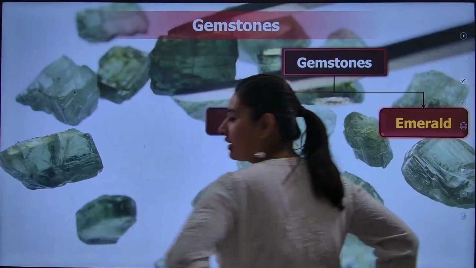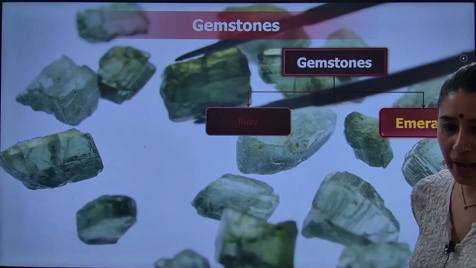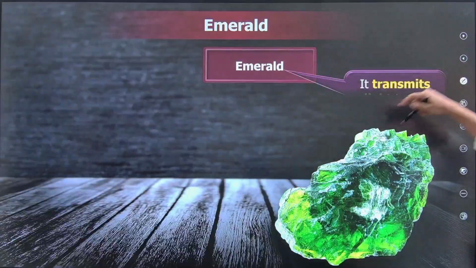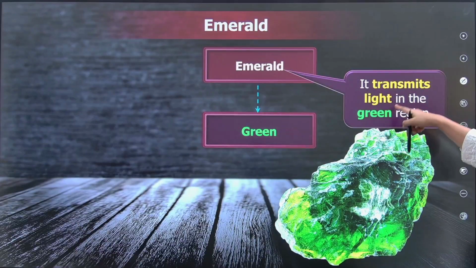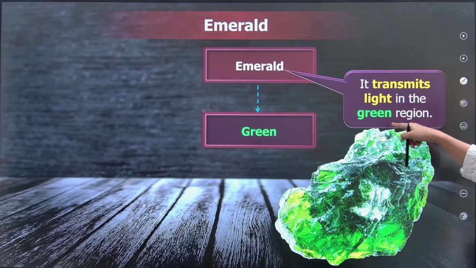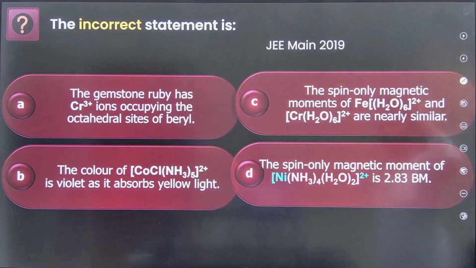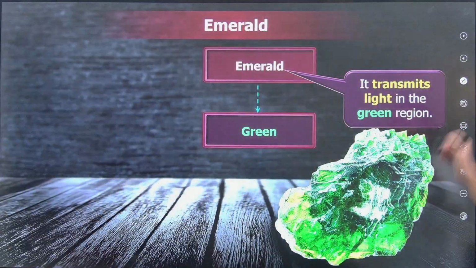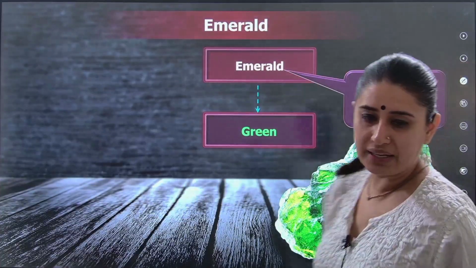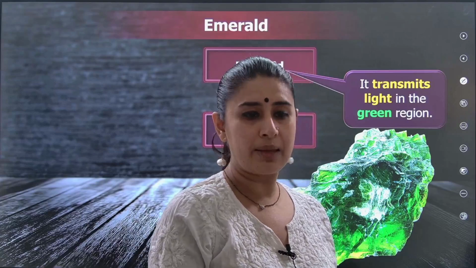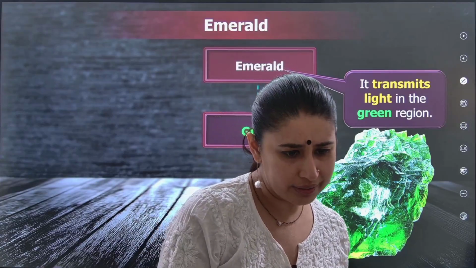This green color, can we figure out why this is green? Let's check. So you can see emerald transmits light in the green region. You see it as green in color. What do you think will be the reason? What is emerald having? I directly have a question for you after this. With what is the color in the emerald?